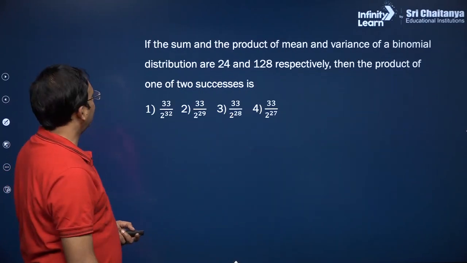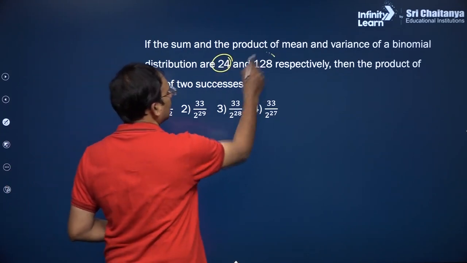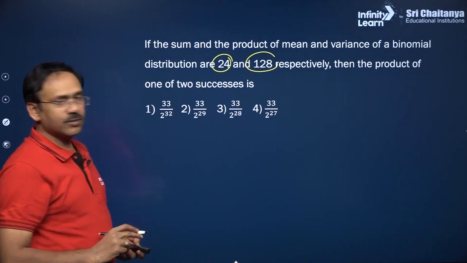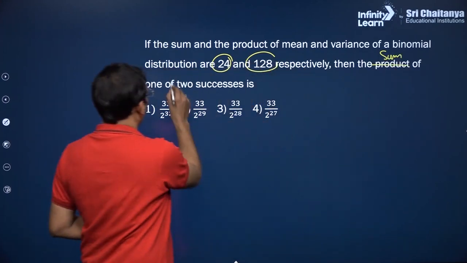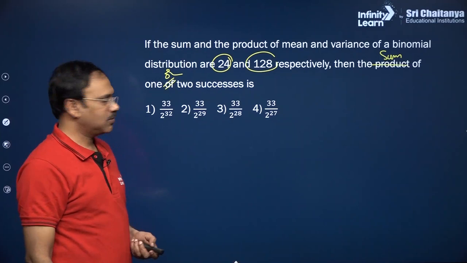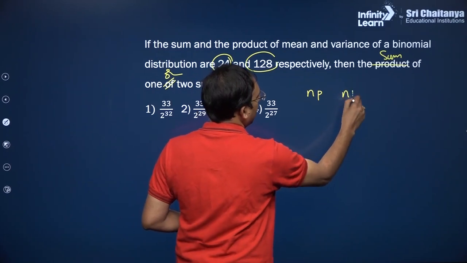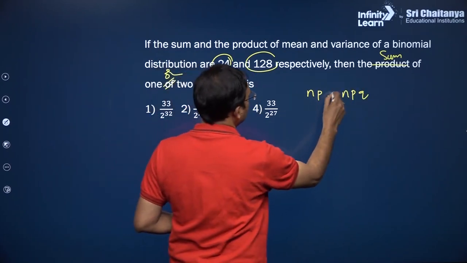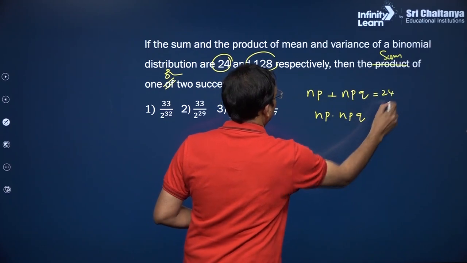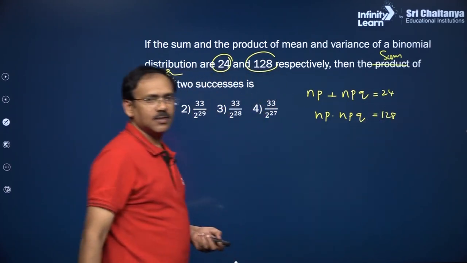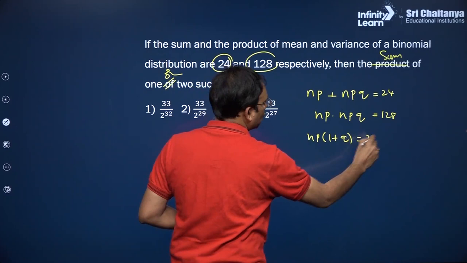That's it. Next, my dear friends, the sum and the product of mean and variance of a binomial distribution are 24 and 128 respectively. Then the sum of one or two successes is the question, there is a minute correction. So my dear friends, suppose in a binomial distribution, mean is NP, variance is NPQ. So the sum of these and product of these are given respectively 24 and 128, my dear friends. So here you can take NP common, NP into 1 plus Q is 24.